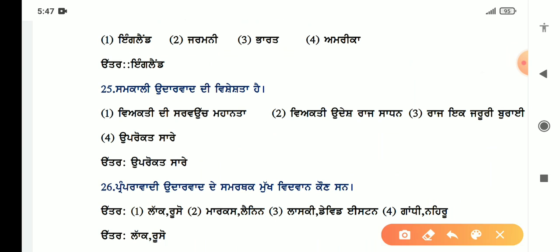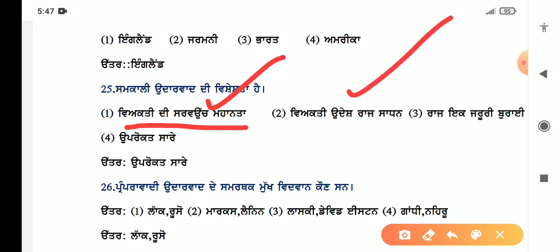Which is the feature of contemporary or modern liberalism? People's sovereignty, or people are the sovereign. People are the end and state is a means. This also applies. State is a necessary evil. This also applies. So the answer will be all of the above.